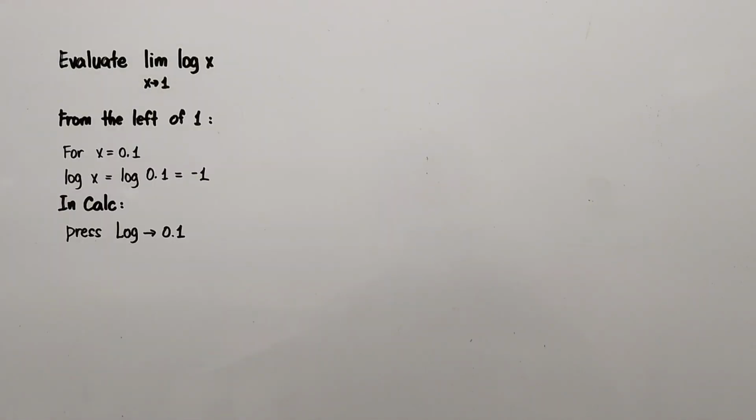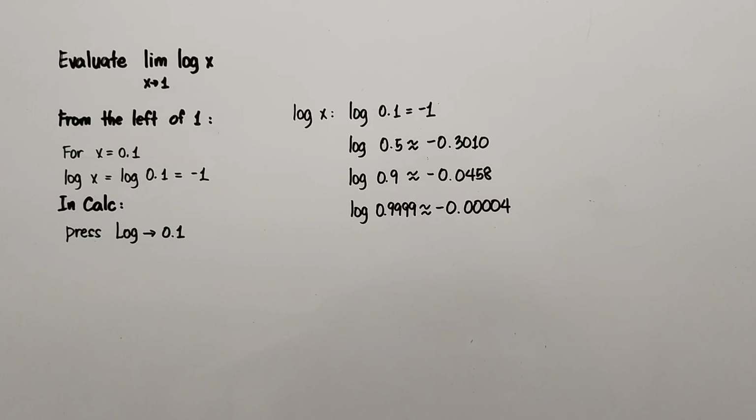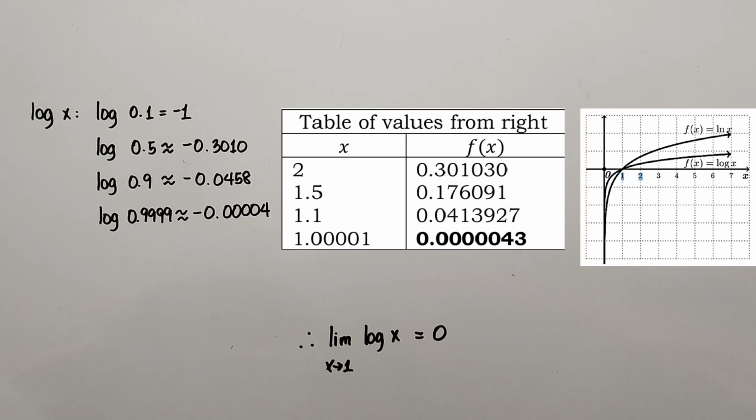We will now evaluate the limit of log x as x approaches 1. From the left of 1, for x equals 0.1, log 0.1 is negative 1. These are the values of the function from the left of 1. Let's proceed now to the values of the function from the right of 1 and its graph. Therefore, based on the table above and its graph, the limit of log x as x approaches positive 1 is 0.